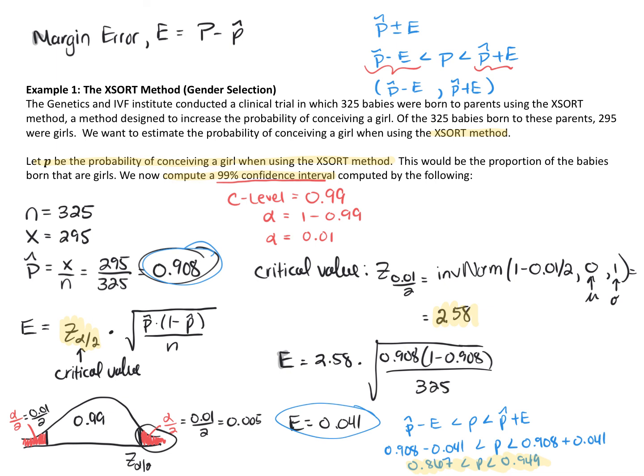And since these percentages are relatively high, we can interpret that the XSORT method is effective in increasing your chances of conceiving a girl, because if you don't use the method, your chances would just be 50%. And our confidence interval here says that we're 99% confident that the XSORT method will increase your chances of conceiving a girl up as high as 95%, so approximately 94.9%.